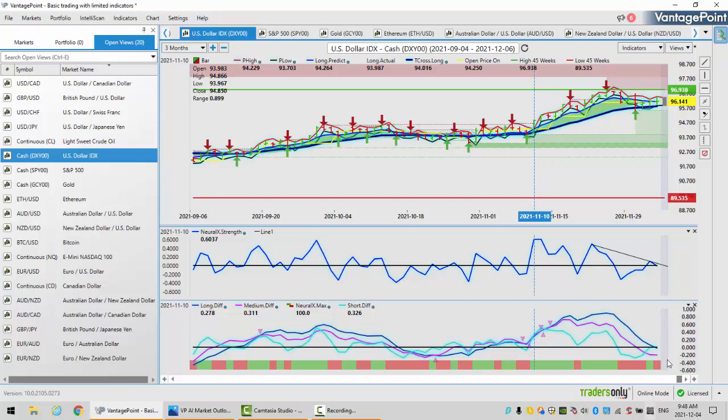We will watch the neural index and the neural index strength to see if we can get it to recover. But right now, our predicted differences are still pointing down. We're seeing a little bit of short-term strength there in our short-term predicted difference, but our medium and long-term predicted differences are still pointing lower.